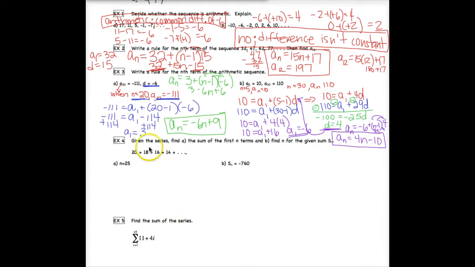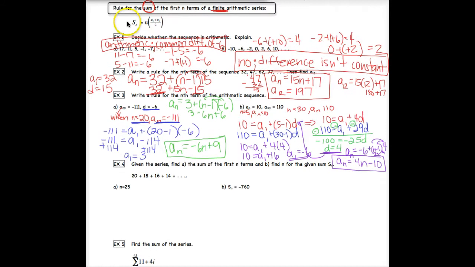All right, example 4, given the series, so now we're looking at series and not sequences, find the sum of the first n terms, and then find n for the given sum, meaning if you know what the sum is, can you figure out what term number it was? So here's my series, 20 plus 18 plus 16 plus 14. So sum of the series formula is right up here. S sub n equals n times a sub 1 plus a sub n over 2.